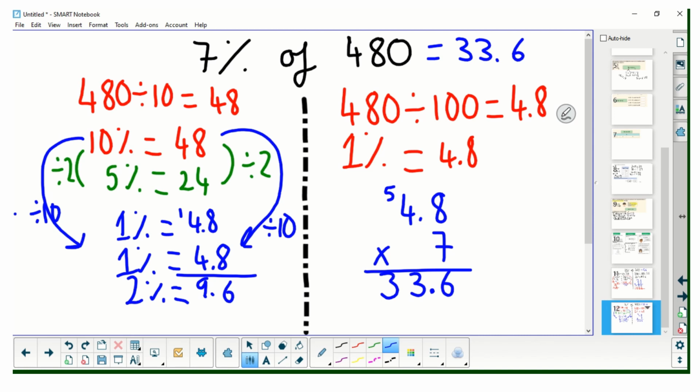I'm going to add that to 24. I've got 9.6, add 24, making sure I line them up. 6, decimal, 3, carry 1 over, 3. So you can see it came out to the same answer. We have two methods there that we can use when we are finding out percentages. Have a go at home, see what you can do.